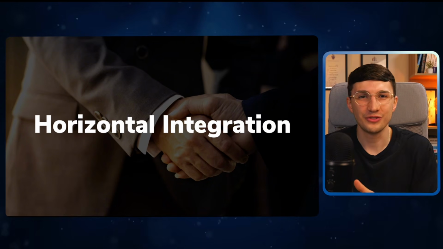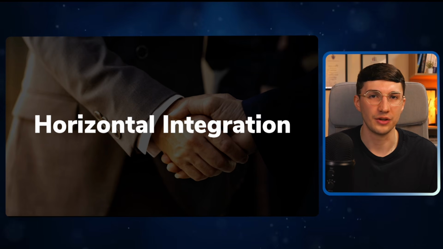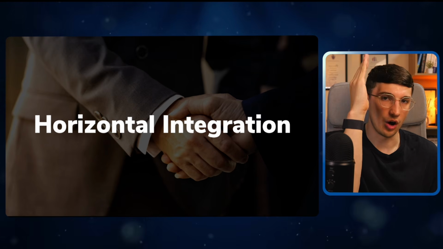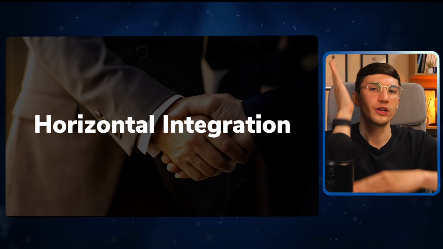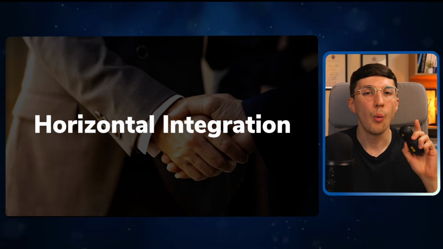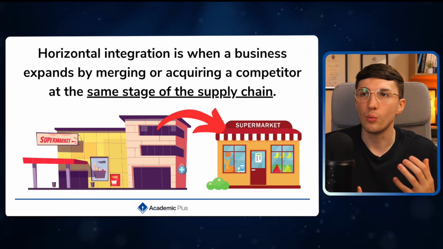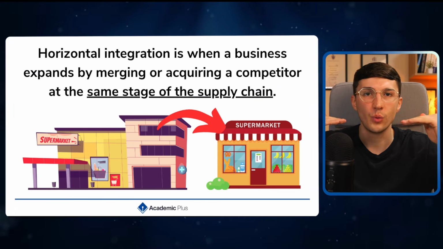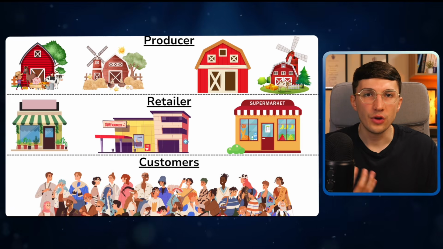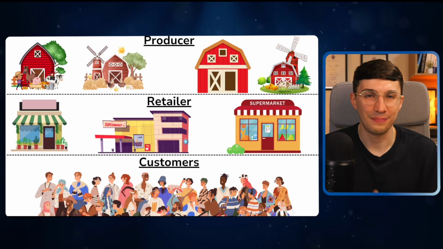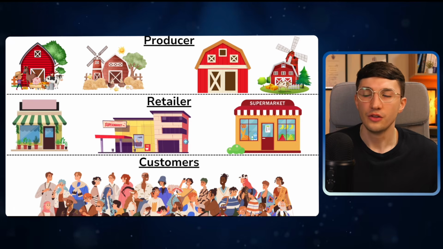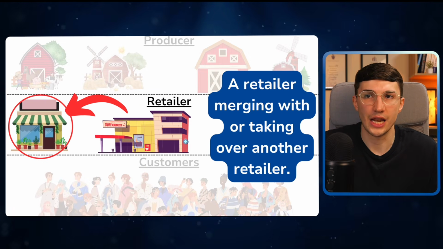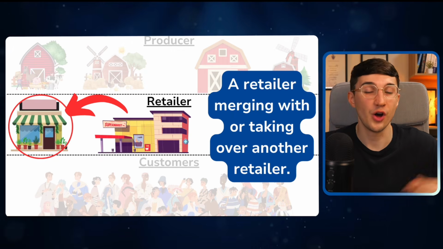We have horizontal and we have vertical integration. Now, when you think of the supply chain, think of a vertical line. So if we were to look at horizontal integration, what that means is that we're merging, we're taking over a company at the same level within the supply chain. To help you visualize it, imagine that supply chain being a vertical line. So when we look at a retailer, horizontal integration is just a retailer merging with or taking over another retailer.